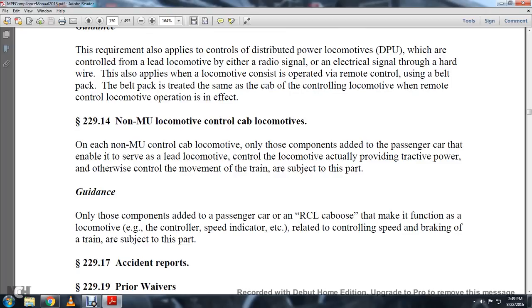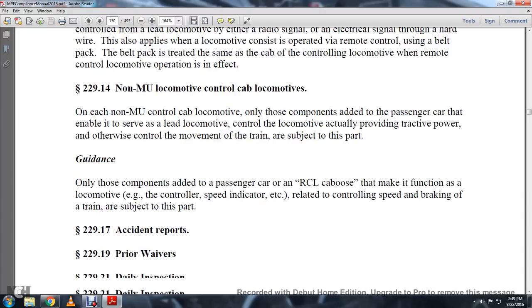On each of the non-multiple unit control cab locomotives, only the components added to the passenger car that is enabled to serve as the lead locomotive control, the locomotive actually providing tractive power or otherwise controlling the movement of the train, are subject to this part. Guidance: only those components added to the passenger car or remote control locomotive cabooses that make it function as a locomotive, the control speed indicators and those related with controlling the speed and braking of the train, are subject to this part.